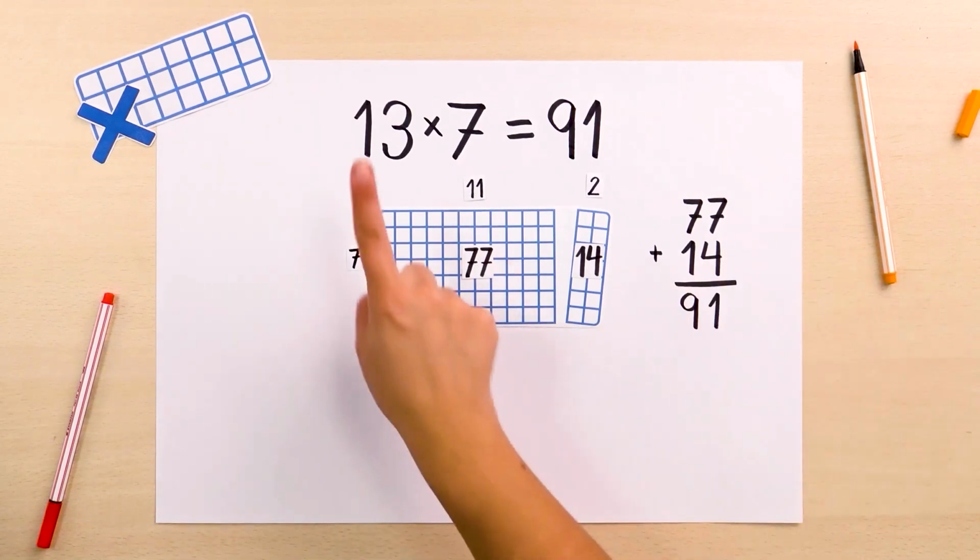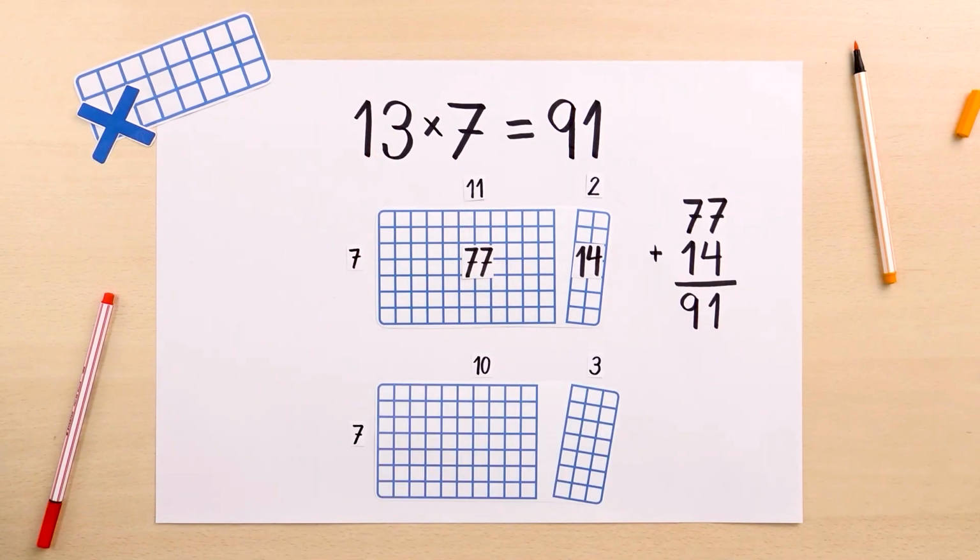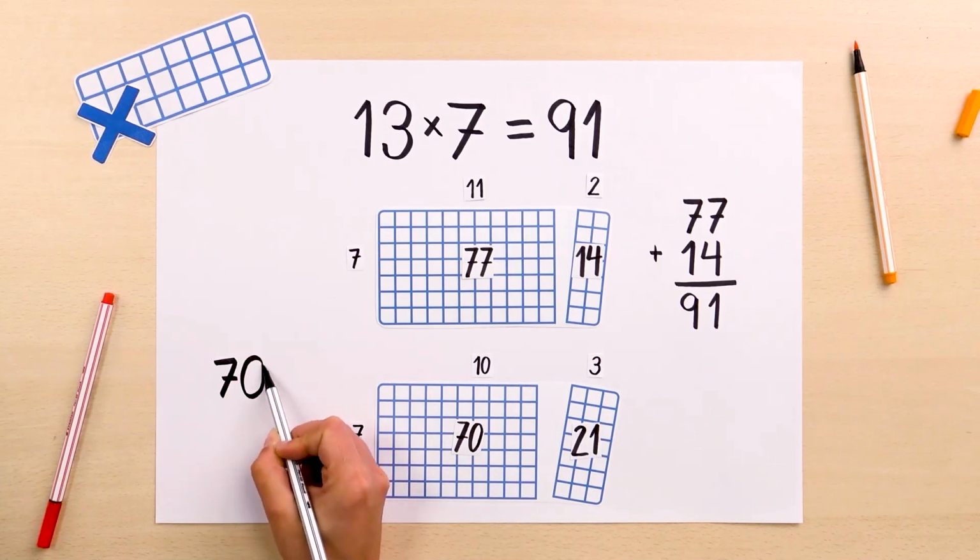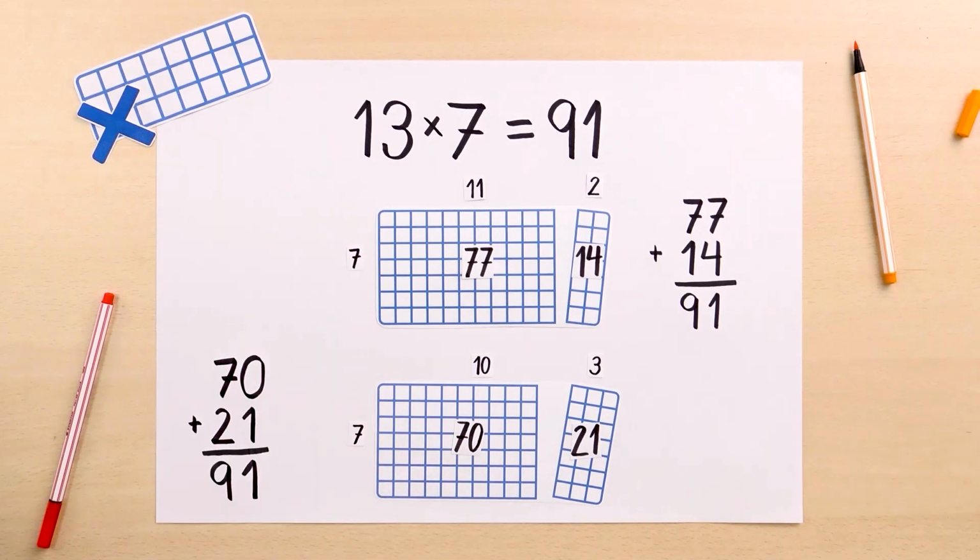But we can also break down 13 into 10 plus 3, for example, which means breaking down the tens and units. We have 10 times 7 equals 70 and 3 times 7 equals 21. And we immediately add 70 to 21, 91. Let's look at another example.